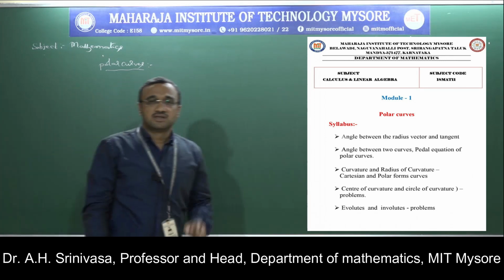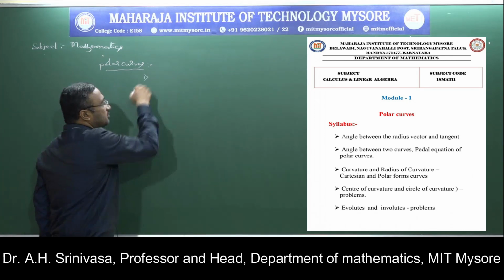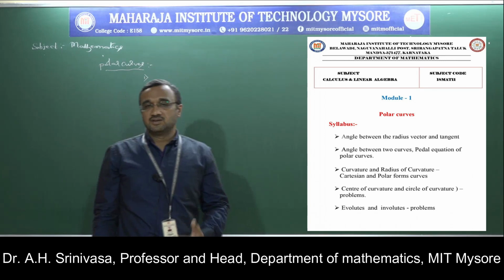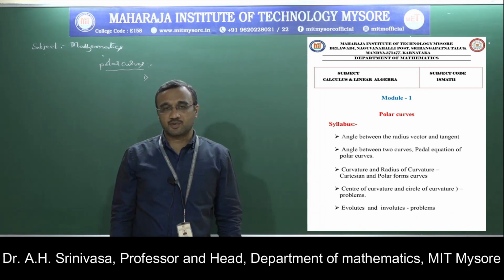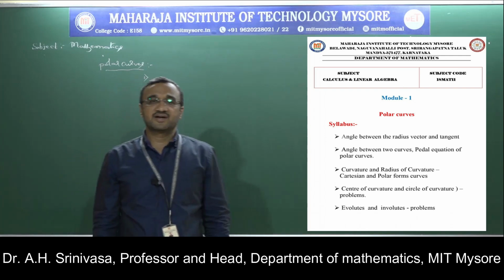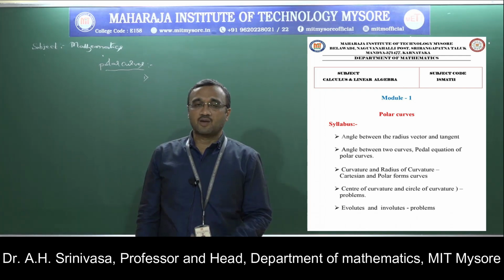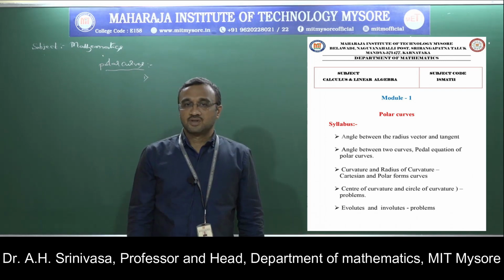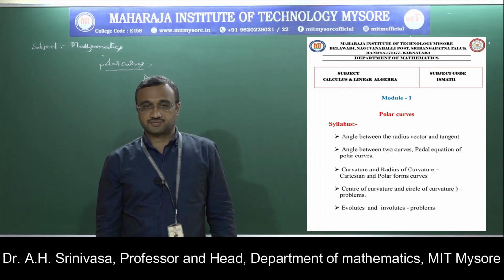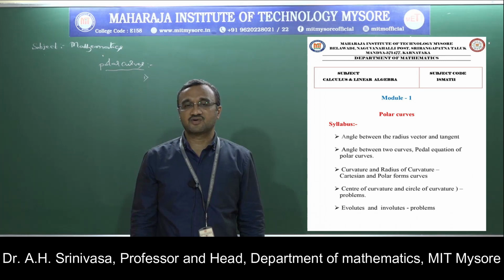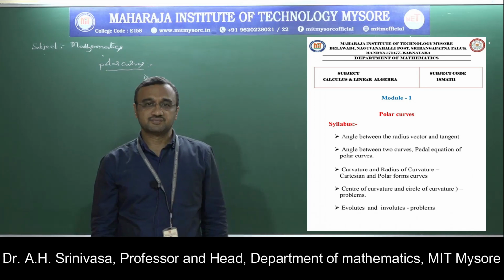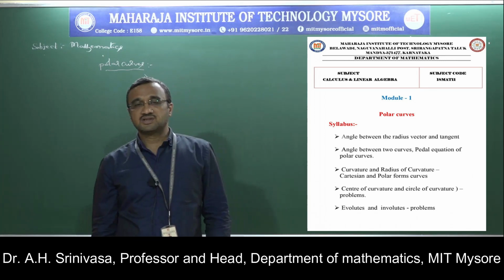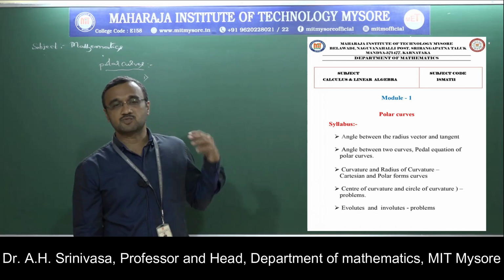In these polar curves, first we learn the angle between the radius vector and the tangent and the related problems. In the second chapter, we learn pedal equation and related problems. In the third chapter, it is the radius of curvature and related problems. Here, they particularly mention the problems should be solved only for Cartesian as well as polar curves. In the fourth chapter, we learn center of curvature and circle of curvature. In the last chapter, it is an application oriented problem, that is evolute and involute. These are the 5 topics we are studying in module 1, that is polar curves.